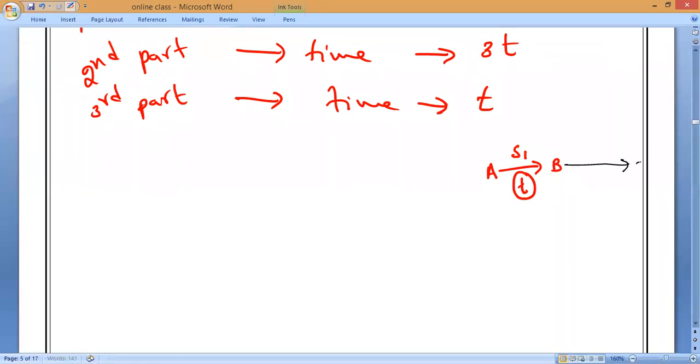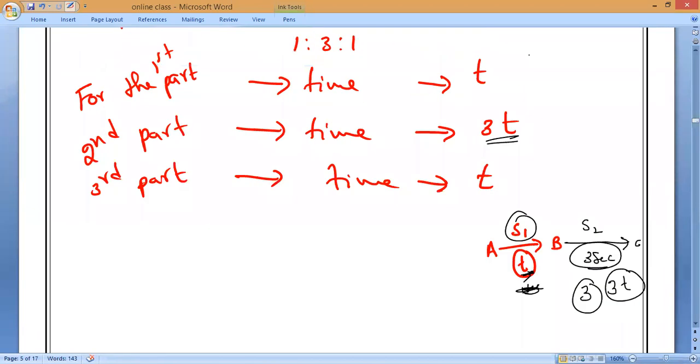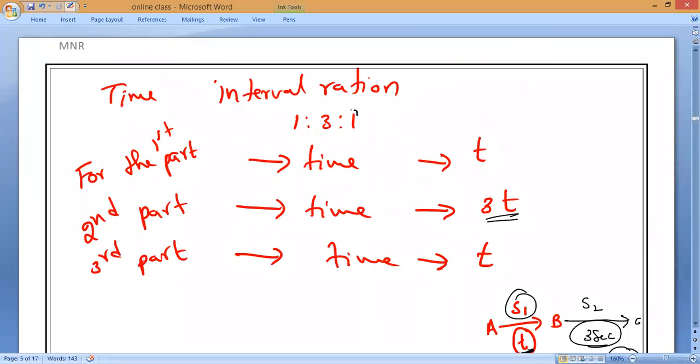Now from B to C you traveled. Here distance is S2. But the time ratio they given is 3 times greater. So 3 times greater means, for example, here 1 second, here how many seconds will come? 3 seconds. Yes or no? So we don't know the time number, we know only t. Then S1 distance is t seconds, what about the S2 distance? 3 times of t. Then time will become 3t. Now, third ratio. What is the third ratio? 1. Again 1. So again time will become what?